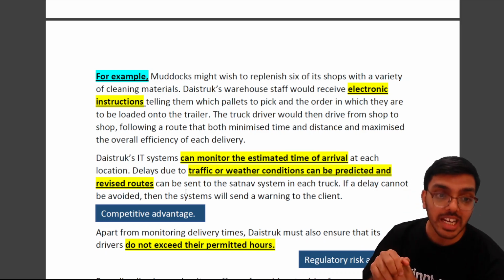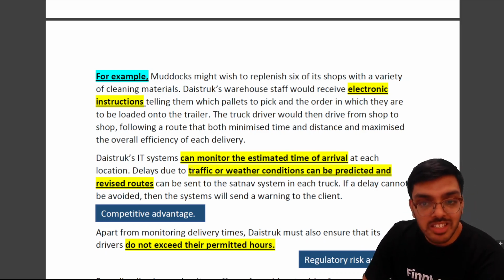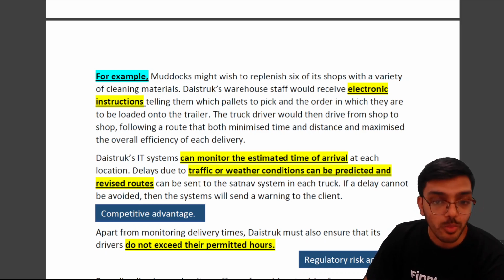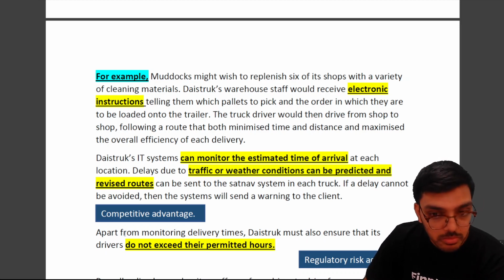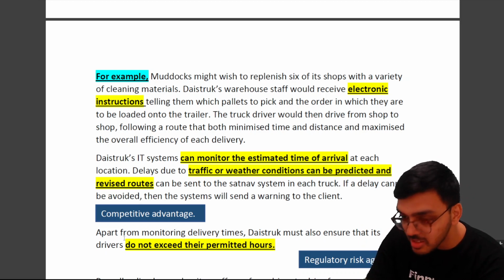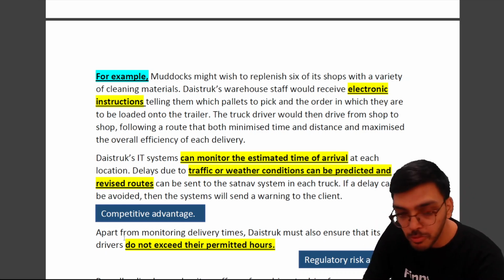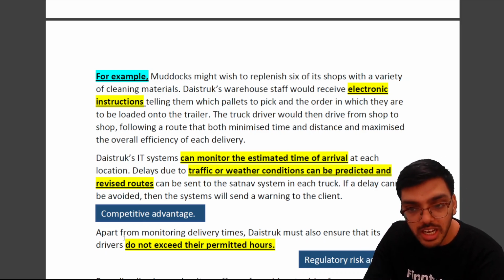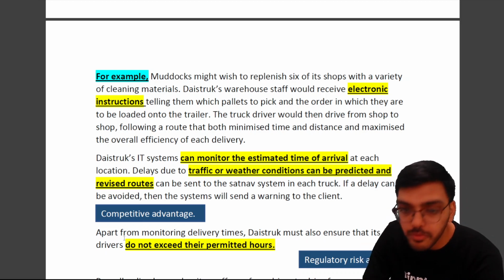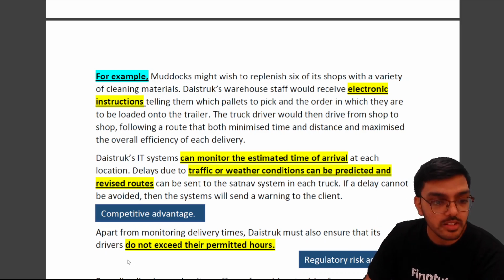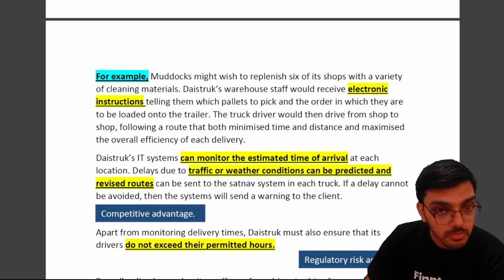So Daistruk's IT systems can monitor the estimated time of arrival at each location. Delays due to weather or traffic can also be predicted. If a delay cannot be avoided, then the system will send a warning to the client. So this system, technology, or this software that we have developed is our competitive advantage. And it's showing that we are using data. But can we further this, for example, using the ideas that we have given before?